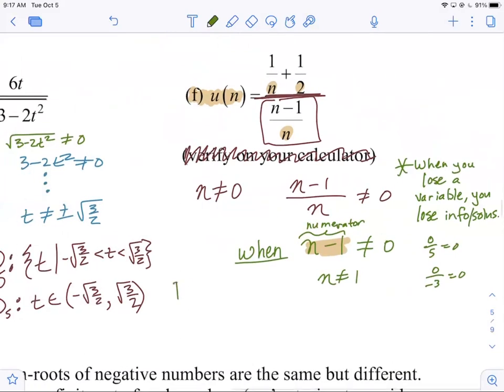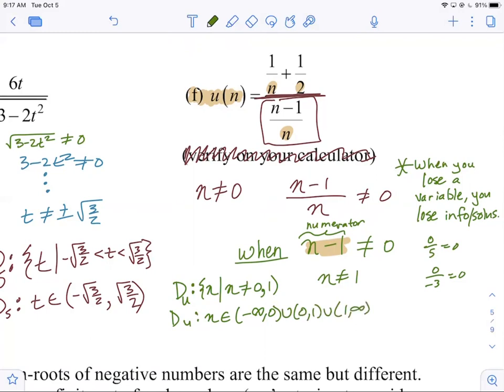So your domain, d sub u, sorry, or your domain, if you will, is the set of all n such that n is not equal to 0, comma 1. Or if you do interval notation, it's going to be the set of all n in the interval negative infinity to 0, step over 0, go to 1, step over 1, go to infinity, okay? That is the domain of the function. There's two values that make two different denominators 0. One makes the miniature denominator 0, and one makes the big denominator 0.